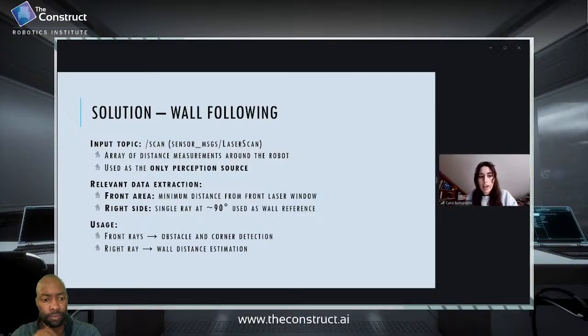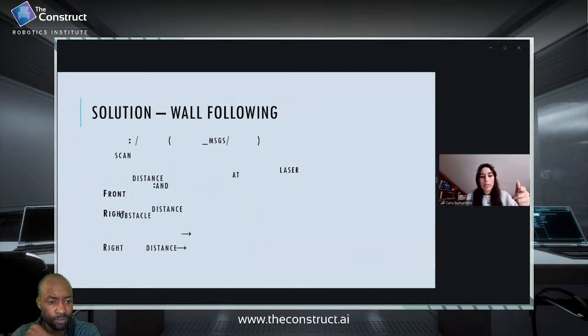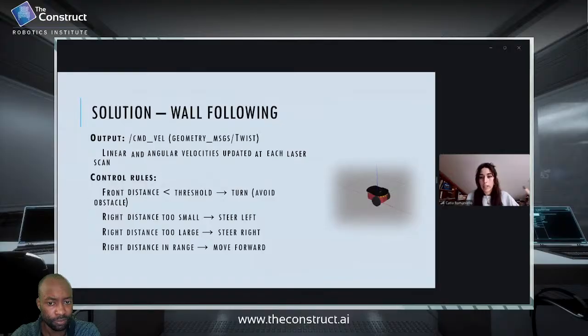Why do I use that? I use the front to detect the obstacle in front, also if I detect a corner, so the other wall, and the right to measure continuously the distance from the wall. So this design choice keeps the perception pipeline simple, efficient, and also robust. Then, of course, inside the same node, I also have another topic as a publisher, the command velocities, to command the robot.